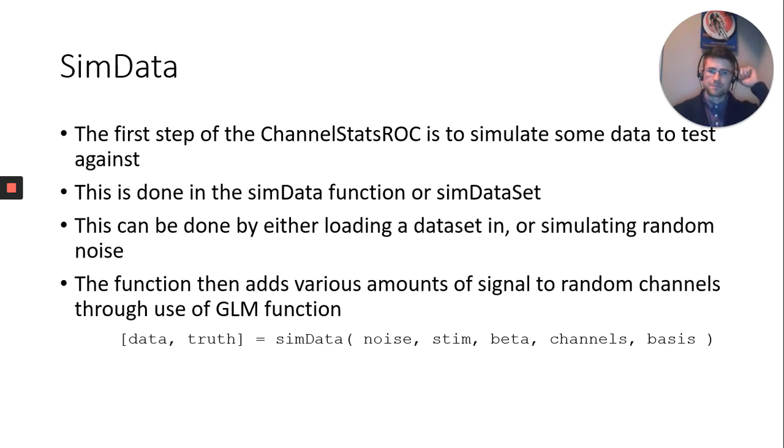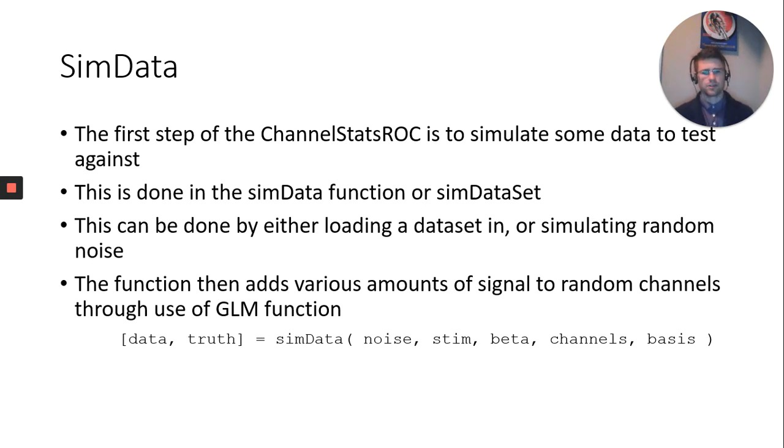So the simulated data can be called by doing sim data or sim data set. There are a few aspects that you load into this function. One is noise, that's the data itself. One is stim, which is various stimuli that you're going to add in. Beta, which is going to be a weighting coefficient. Channels, which are the channels that you want to apply activity to. And then basis, which is within this is going to run a GLM, and you need a basis function. By default, that's a canonical HRF. It's just a little bump like that.